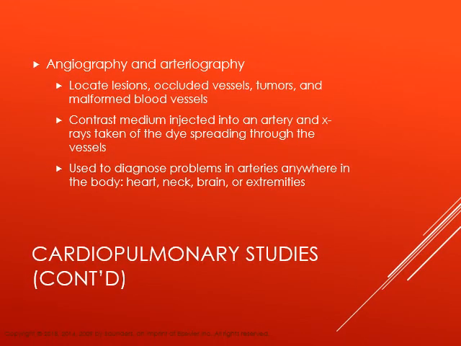Angiograms and arteriograms are additional cardiopulmonary studies. They locate lesions, occluded vessels, tumors, and malformed blood vessels. Contrast medium is injected into an artery, and x-rays are then taken of the dye spreading through the veins. These procedures are used to diagnose problems in arteries anywhere in the body, such as the heart, neck, brain, or extremities.